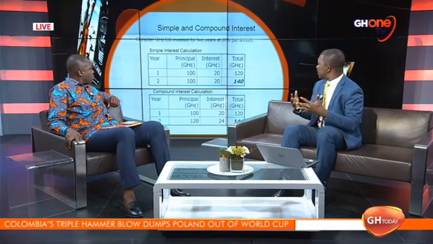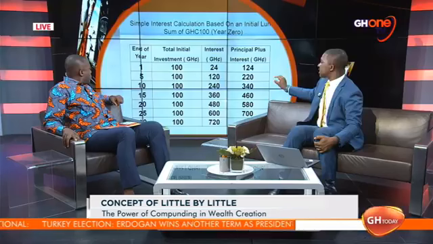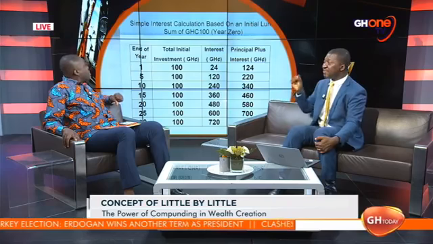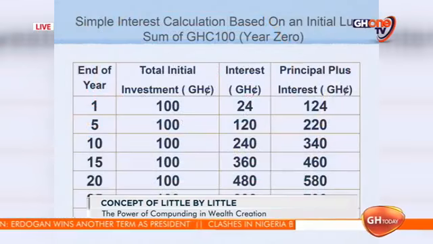Now, if you are looking at 100 cedis based on simple interest, let's say that you have 100 cedis from the beginning of the year. You're getting 20% on this 100 cedis every year. In 5 years, you are going to get 20 cedis multiplied by 5. That will be 100 cedis. In 10 years, you're going to get 20 cedis multiplied by 10, because you are getting 20 cedis every year. So you're going to end up with 200 cedis.